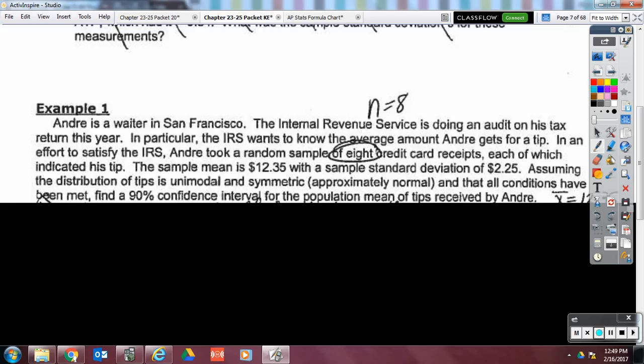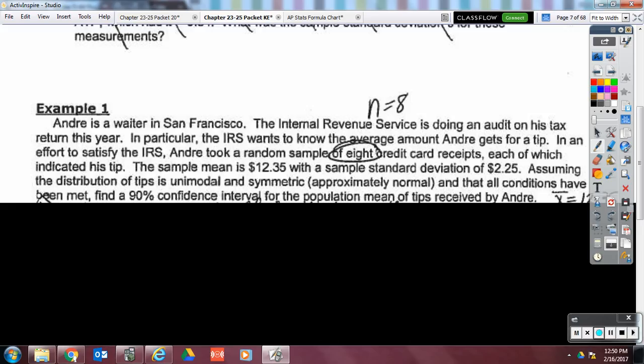The sample mean is 12.35. So what notation would you use to represent 12.35? X bar, because that's a sample mean, X bar. With a sample standard deviation of 2.25, what's that? S of X is 2.25.